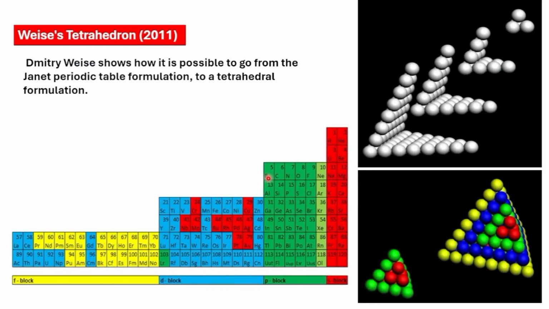Now next we have Weise's tetrahedron. Dmitry Weise shows how it is possible to go from the Janet periodic table formulation to a tetrahedral formulation. So this is just another type of block periodic table, but he arranged it as a tetrahedron. You can see these are the S block elements, then we have the P block, then we have the D block here, and at the end we have the F block. So all these blocks can be arranged as a tetrahedron, where we have the S block on the top, then in the next layer comes the P block, after that the D block, and the last layer comes the F block.